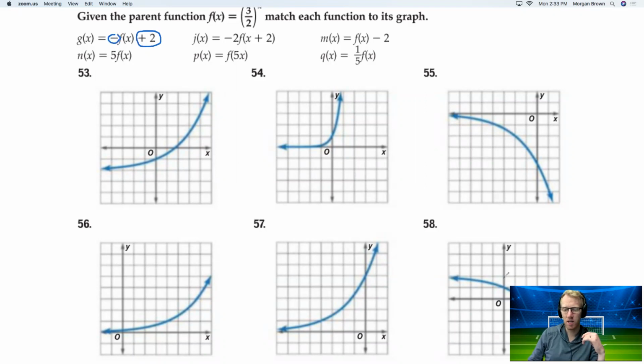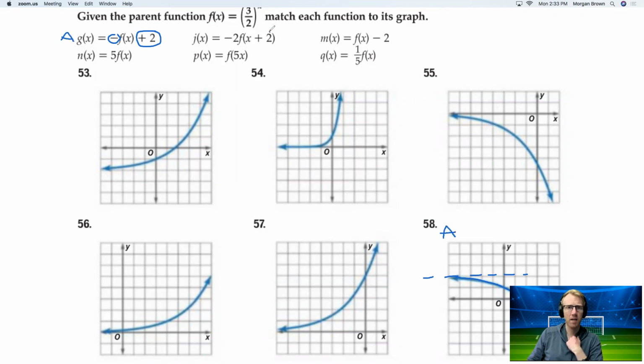So we can look and see, hey, this one over here, sorry, it's a little behind my video, but it has a horizontal asymptote at +2, and it goes down instead of up. So this one is going to be the first one. So I'm going to label this guy A, and we'll label this guy A.